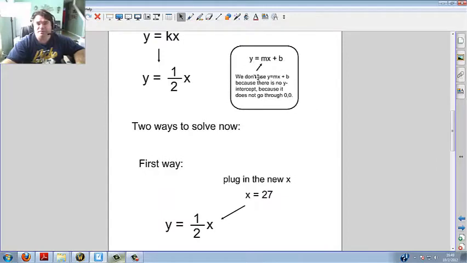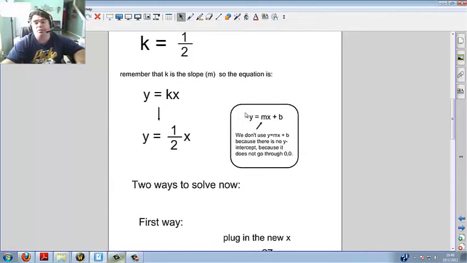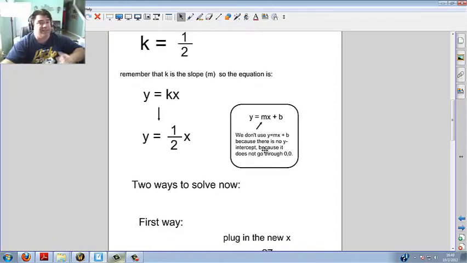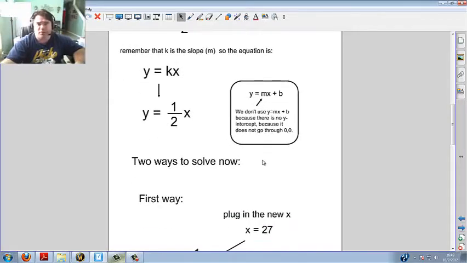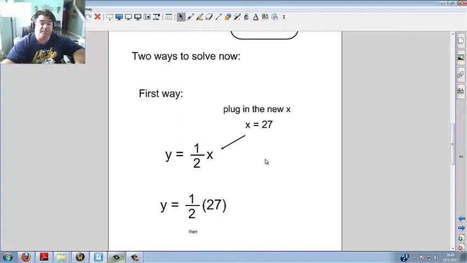Remember, y equals mx plus b. We don't use y equals mx plus b because there's no y-intercept, so we don't need it. y equals kx is fine. Could I use y equals mx plus b? Yeah, if I had 2 points. But say you only have 1 point and you still want to find the slope. If you go through (0, 0), you're in luck. And that's why we do this method. Because if you only have 1 point but it goes through (0, 0), you're still in good shape.